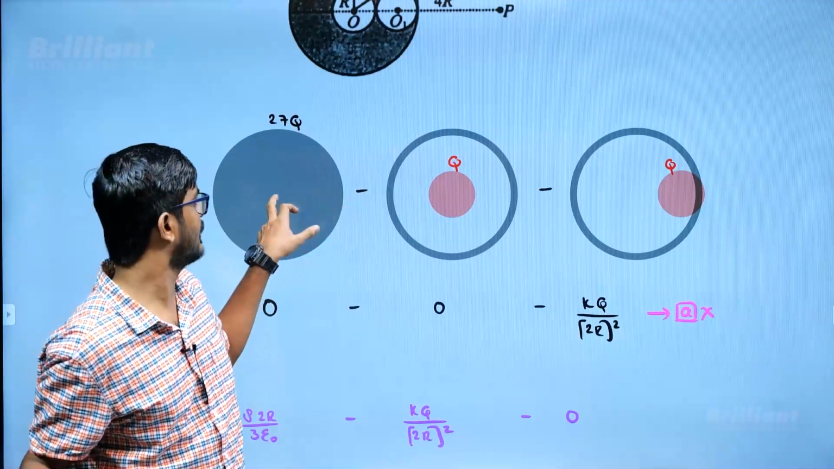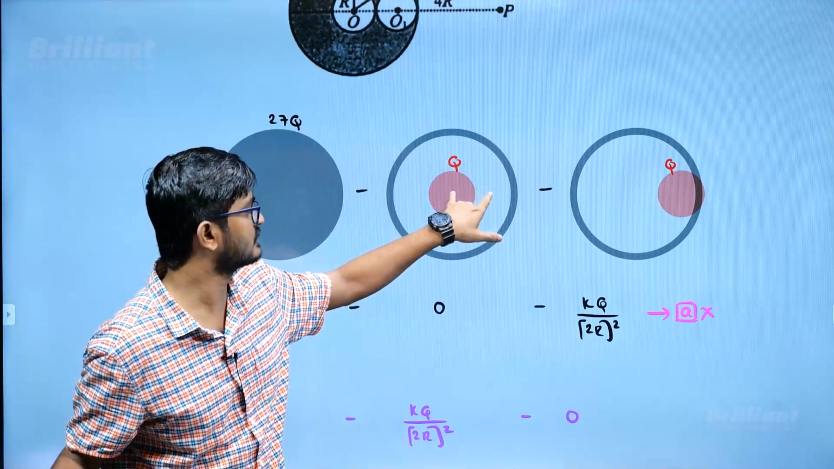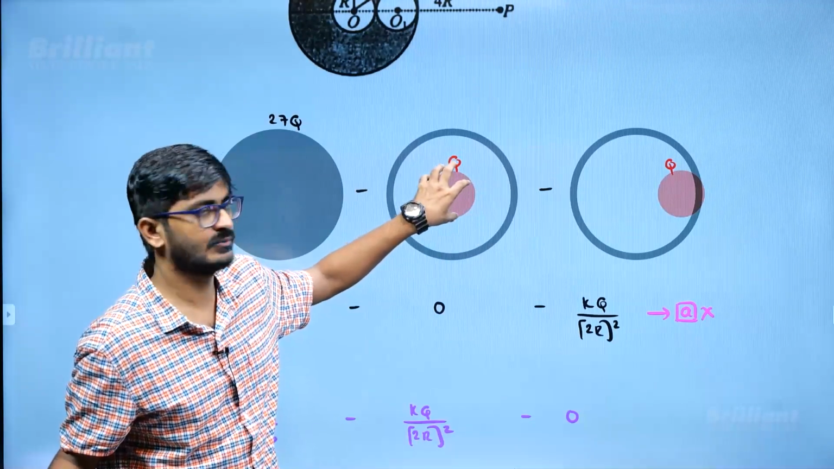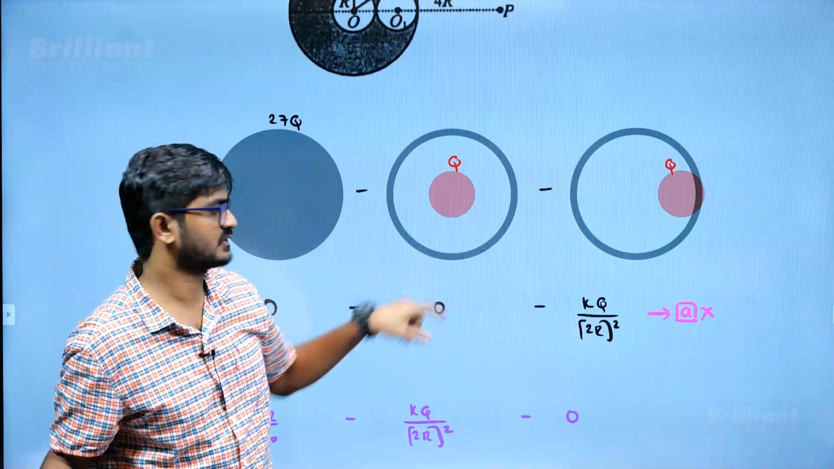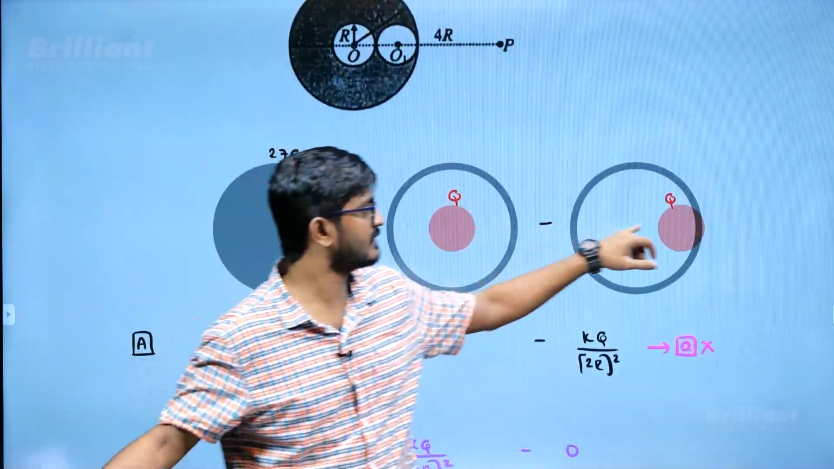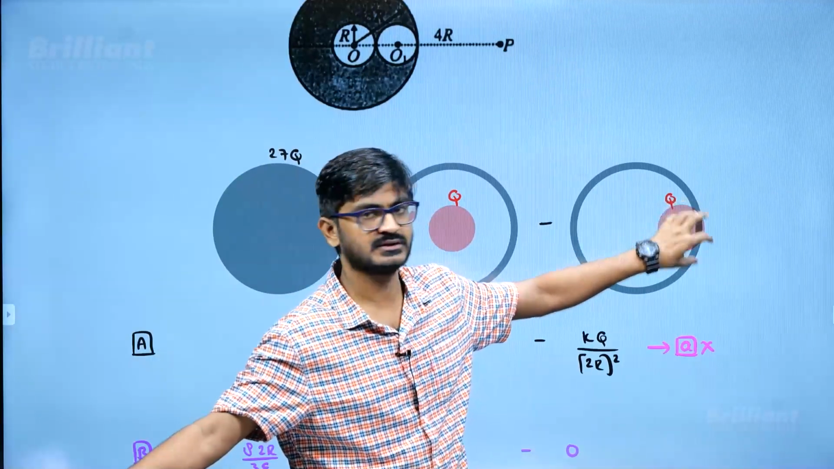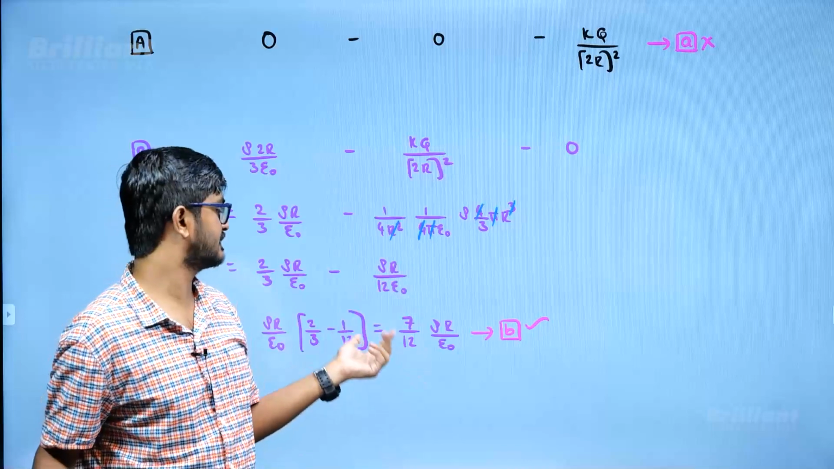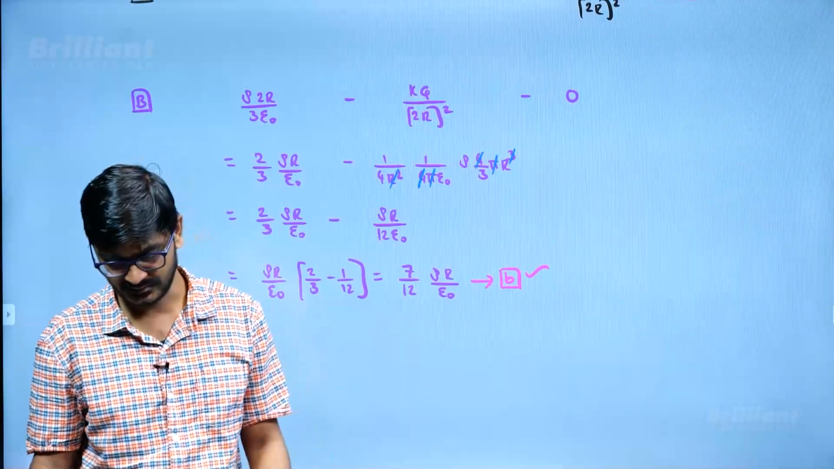Now the same point is going to be outside this sphere, right? So k into q by distance 2r whole square, k into q by 2r whole square. Now that point is center of this sphere, right? So field because of this one is going to be 0. So when you do the calculation, you will be getting 7 by 12, which is option B.